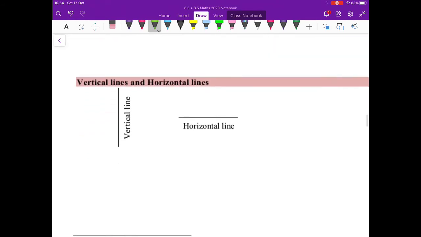Vertical and horizontal lines, well, an easy way to remember it, the horizon is this way, so those are your horizontal lines, and these are vertical lines.